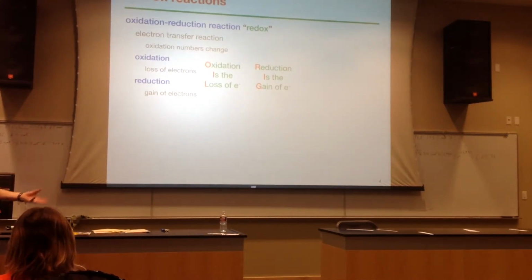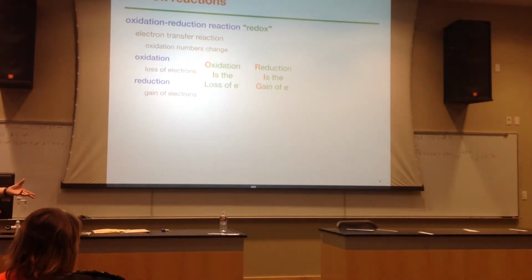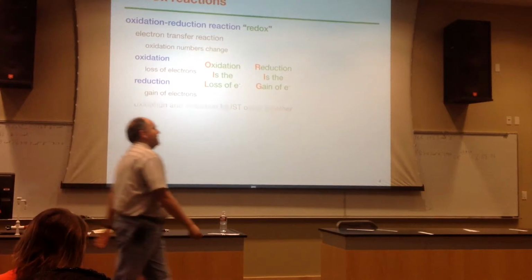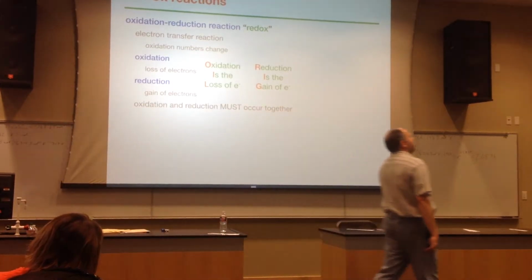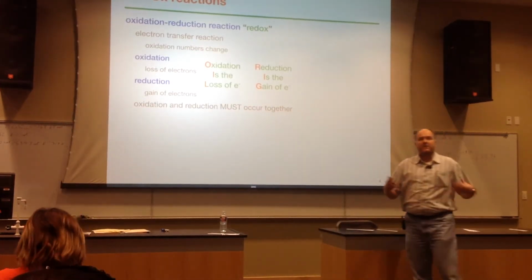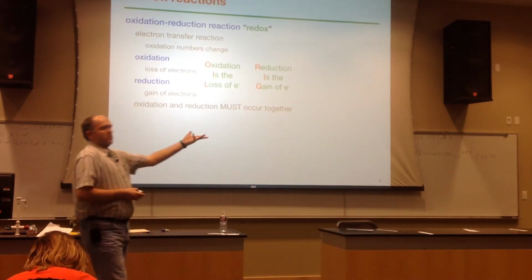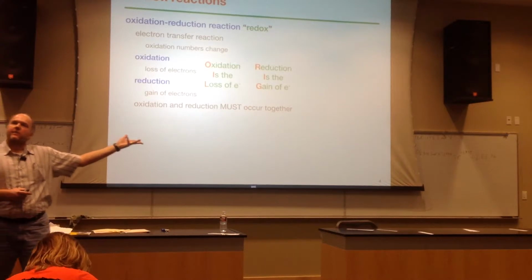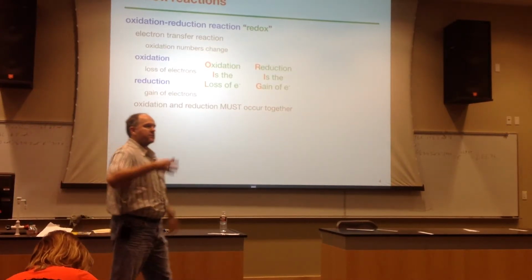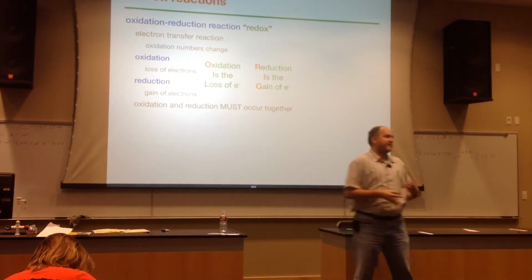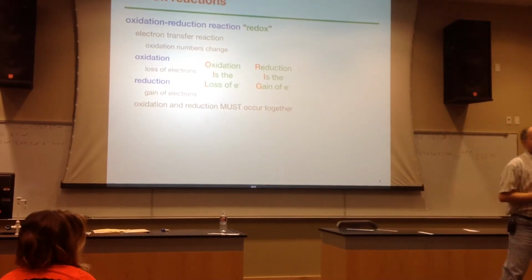Anybody heard another mnemonic for oxidation reduction? There's only two. Okay. All right, now oxidation and reduction must occur together, like an acid-base reaction, which is a transfer of protons. They have to occur together because we're transferring electrons. Something has to give up the electron, something has to gain the electron. We can't have electrons just floating around in solution.